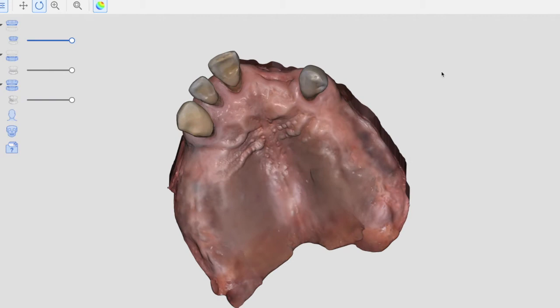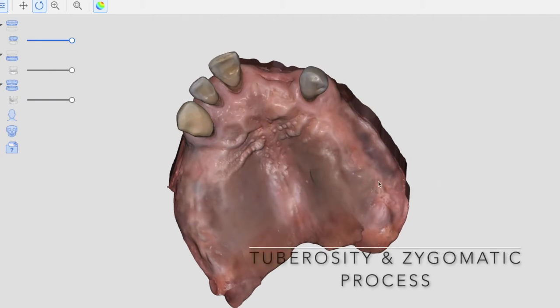And for the maxilla, there's the tuberosity. And aside from the tuberosity, there is an area called the zygomatic process. And this zygomatic process will determine how thick the distal buccal corner of the acrylic will be, depending on the movement of this anatomical reference.